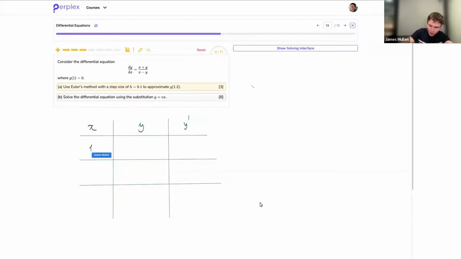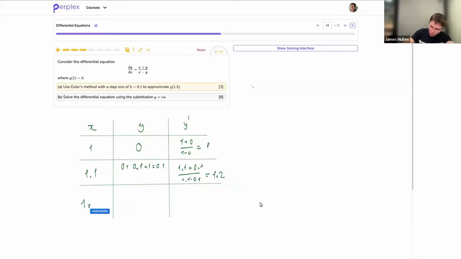I'm starting at x is 1, y is 0. And that means that y prime is going to be 1 plus 0 over 1 minus 0, which is equal to 1. So when I get to x equals 1.1, I'm going to have 0 plus the step size, which is 0.1 times y prime, which is just going to give me 0.1. And now my y prime is going to be 1.1 plus y, which is 0.1, over 1.1 minus 0.1, which is going to be equal to 1.2.